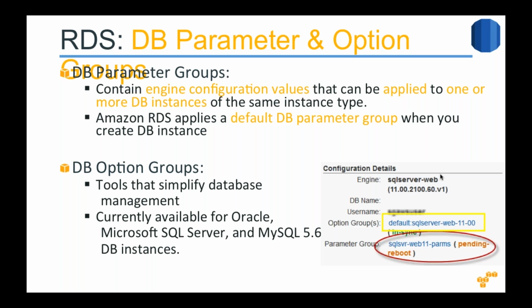But anyway, the content which I believe is more or less visible is what we need to focus on: DB parameter groups and DB option groups. Let me talk about DB parameter groups first. Every database has a certain number of attributes which are configurable and which enhance the performance of that database.